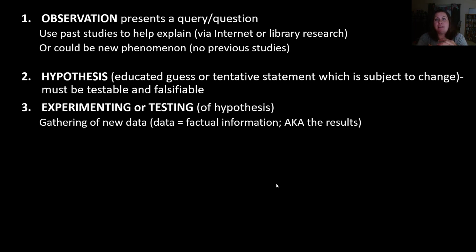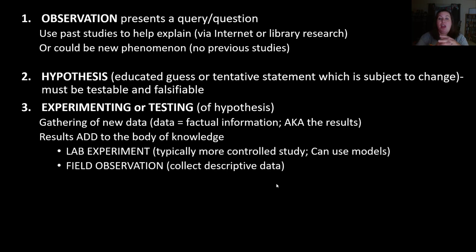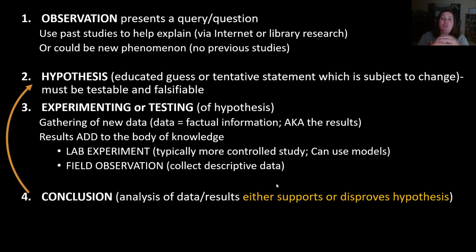Step 3 is the actual testing. We do an experiment. We then collect data through that experiment and we try to see if it supports our hypothesis. Does it support it or does it reject it? This brings us to the last step, which is the conclusion. When we add all the results together, the lab experience, the field observations, whatever kind of data collection that we are doing, this can lead us to a conclusion. The conclusion is the analysis of that data, and it allows us to either support or disprove the hypothesis.